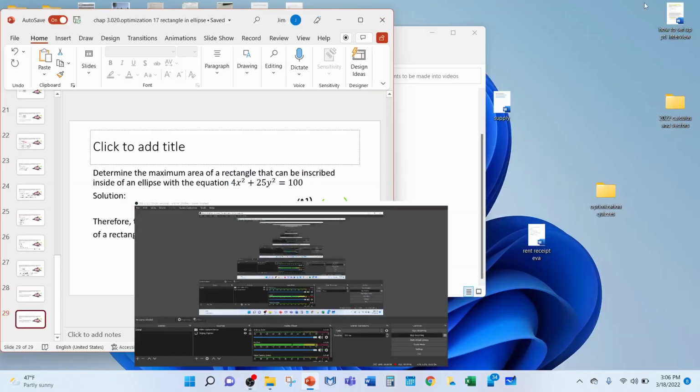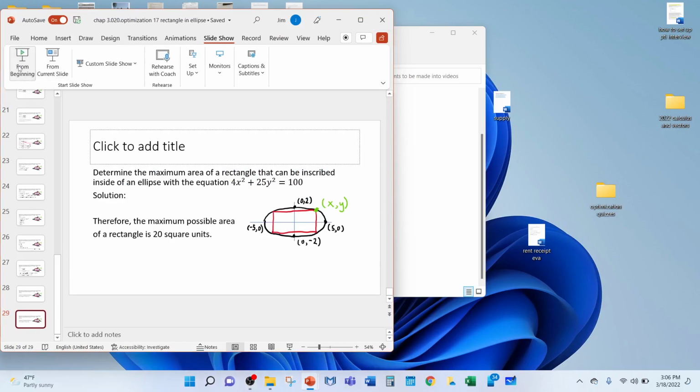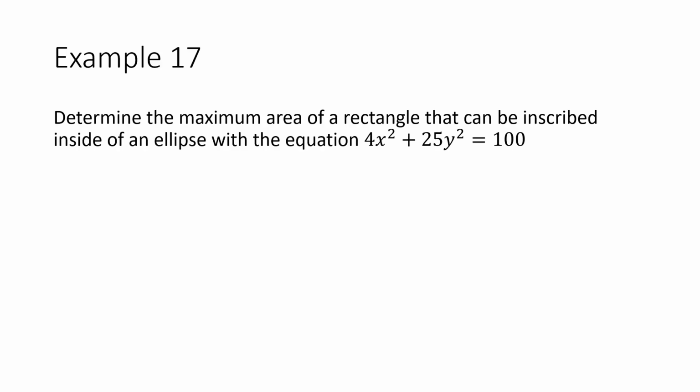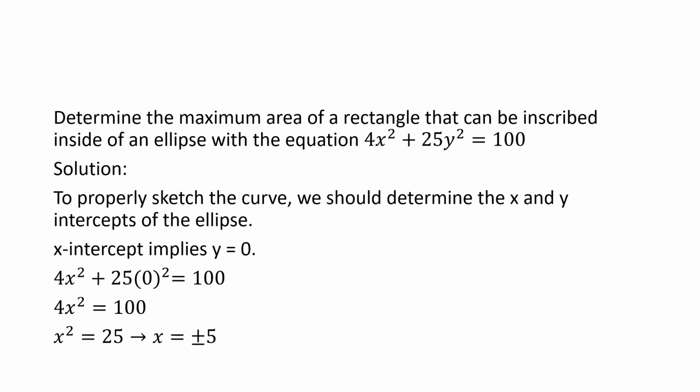In this video, we're going to determine the maximum area of a rectangle that can fit inside a given ellipse. An informal description of an ellipse is an oval-shaped figure, and for our purposes, they will always be centered around the origin in this course. Okay? So to properly sketch the curve, let's determine the x and y intercepts of the ellipse that we're given.